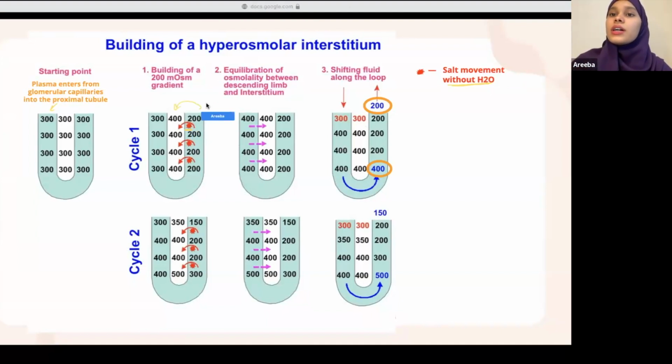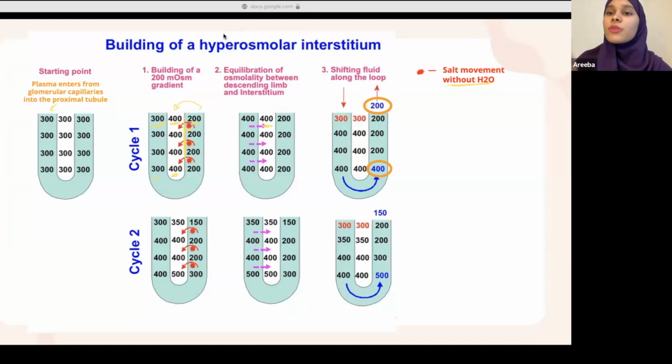And you build a difference of 200 between the two, okay? Now, what happens is you have this 400 here, 200 here, and 300 here, okay? This side cannot move water. That's basically why only salt moves in from the tube into the tissue. But this tissue and this part can have water movement between them.